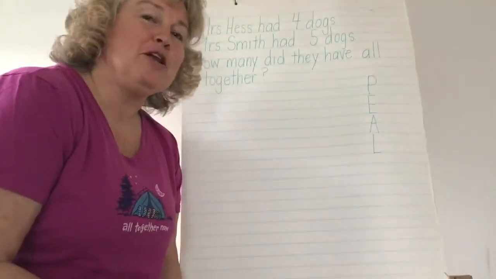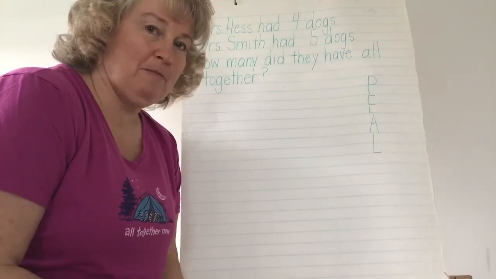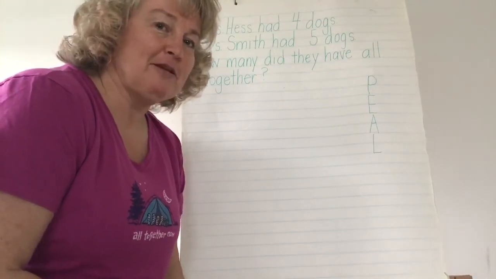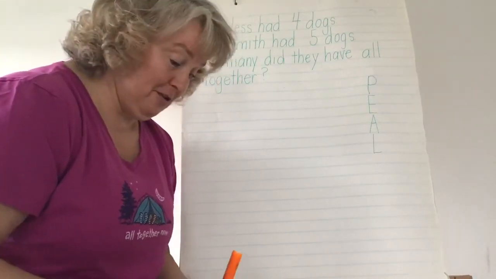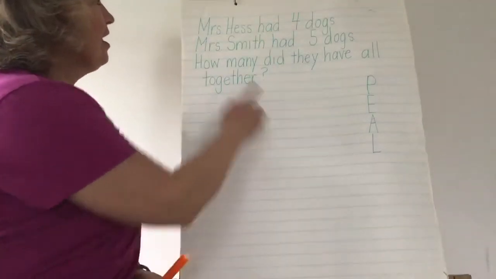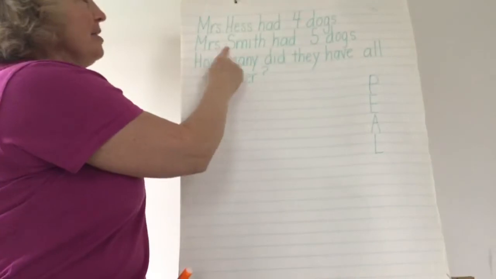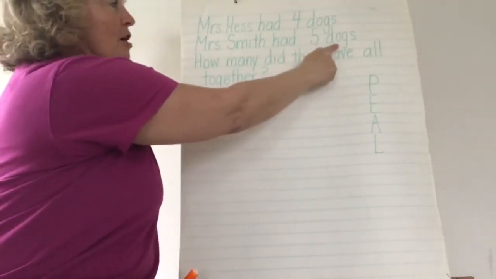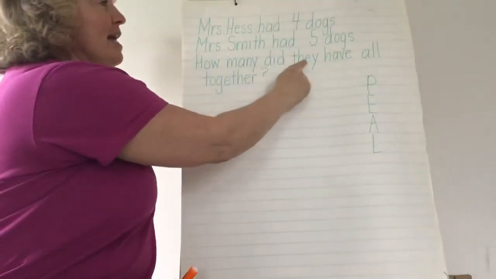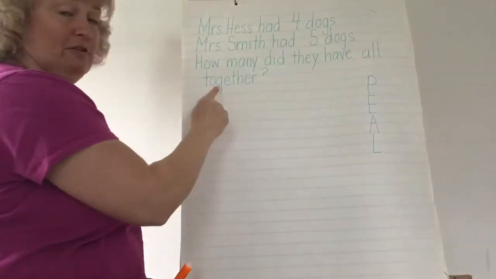Today we're going to do another word problem. So let's take a look and see what we have and let's solve it together. Mrs. Hess had 4 dogs. Mrs. Smith had 5 dogs. How many did they have all together?